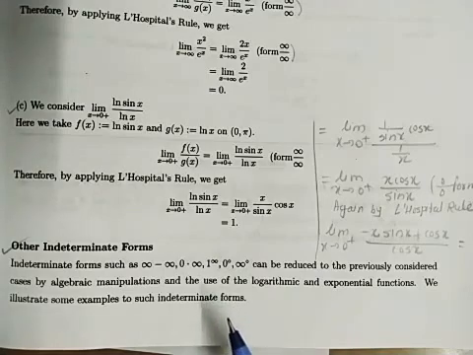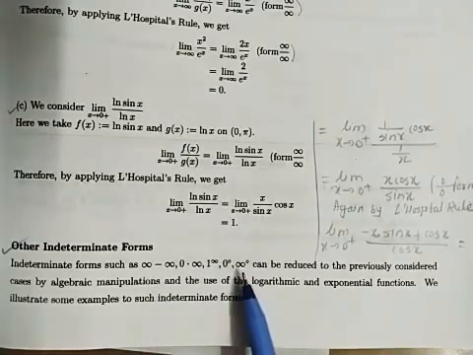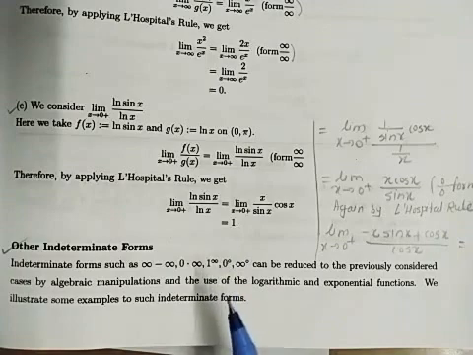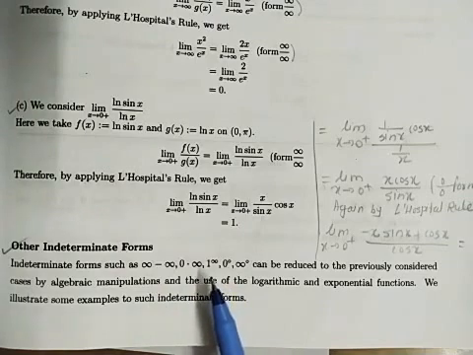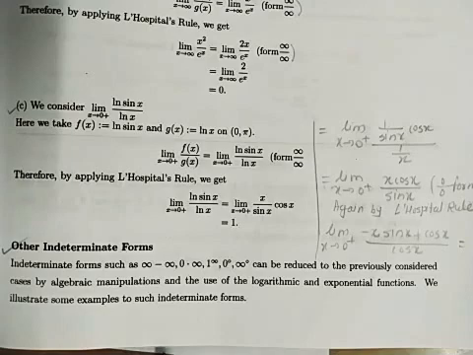So if in examples we get this type of indeterminate forms, then what we do? We try to change the form. We try to write those functions such that we get the limit of the form 0 upon 0 or infinity upon infinity, and then we solve those examples using L'Hospital rule. So let us solve such examples.